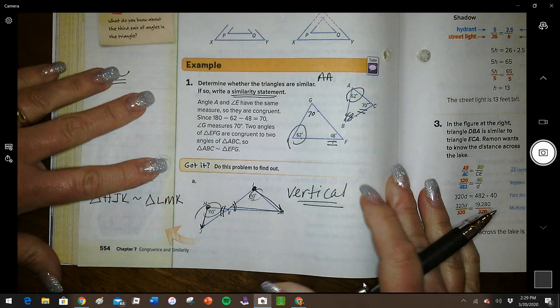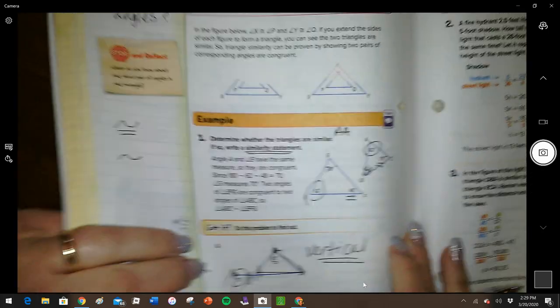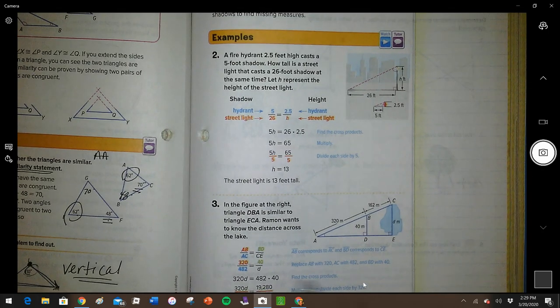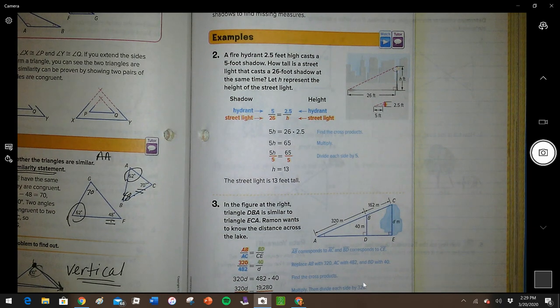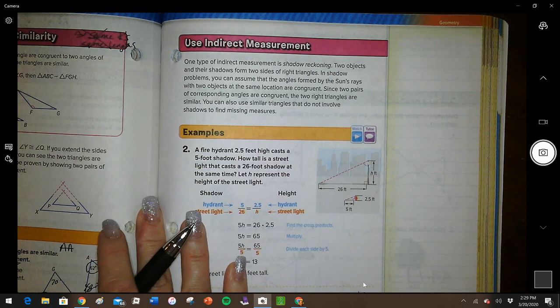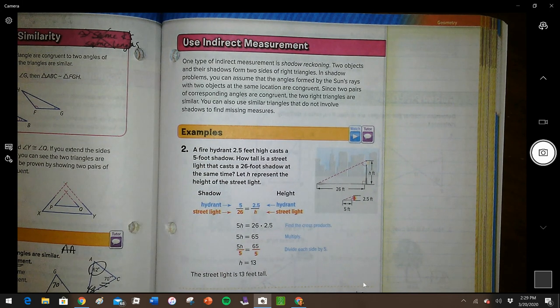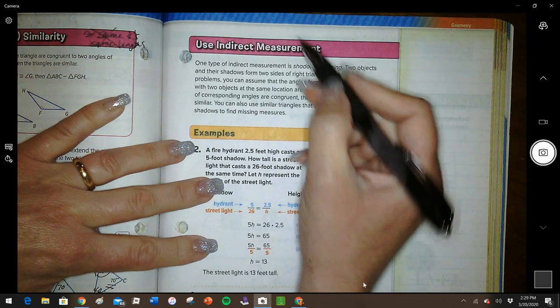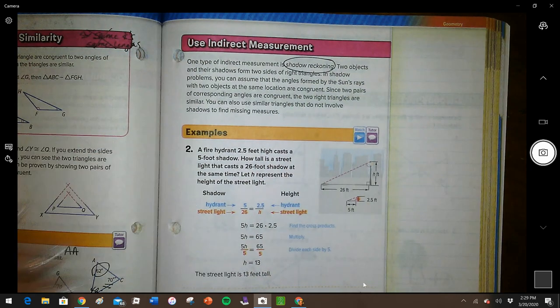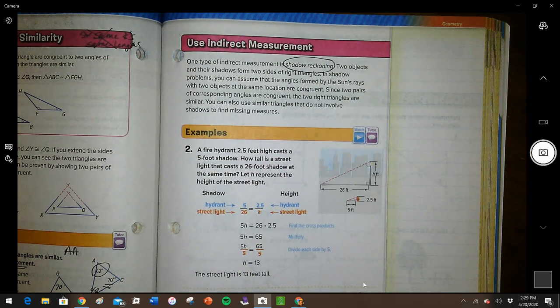All right, let's go do this indirect measurement thing on the next page. If you take a look at these examples, what in the world is happening right now? What is going on? Okay, so the paragraph at the top of the page, you can totally read it, but what I want you to think about or understand is this idea of shadow reckoning. Sounds really weird and kind of phony baloney, but it's not.